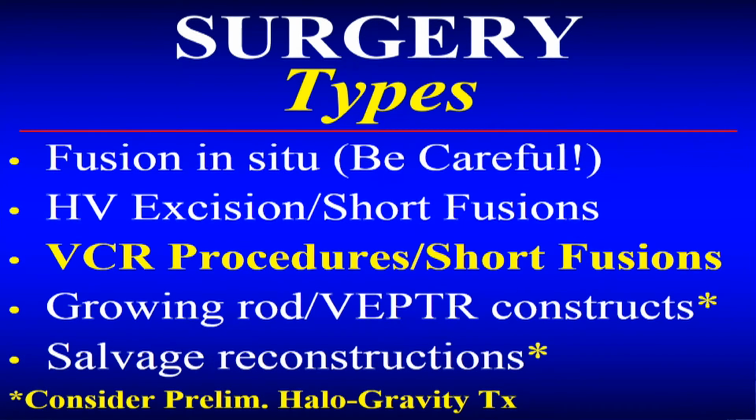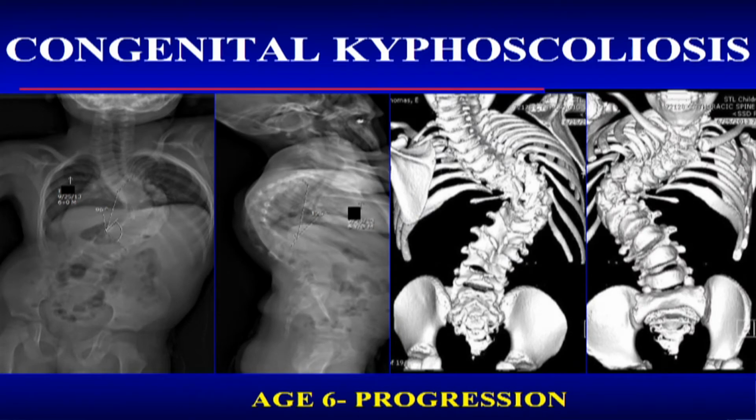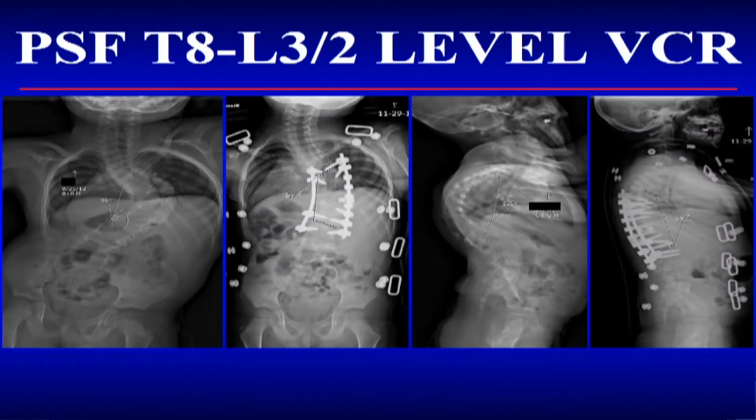Next is a VCR type procedure with a shorter fusion. And this can be performed for this kind of patient, a 6-year-old with a severe progressive kyphoscoliotic deformity with a kind of jumbled apex here with normal vertebra above and below. This is progressive and the patient's having very early myelopathy from this, so this is something that needs treatment. So here we'd like to do a 2-level resection, decompress the cord, and do as short a fusion as possible within the limits of this deformity.